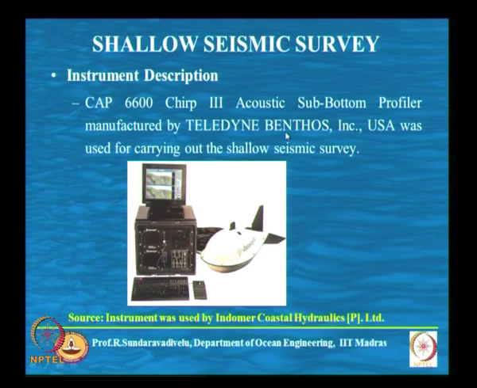So some of you have told that subsoil investigation is very much important, that is a geotechnical investigation. Land based geotechnical investigation is very easy to carry out, but in the open ocean it is very difficult to carry out. So we are using what is known as a shallow seismic survey, this can be used on the land also. This is the trade name of the equipment, acoustic sub bottom profiler, manufactured by some company, and it is used for the shallow seismic survey.